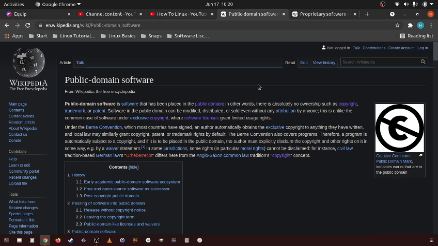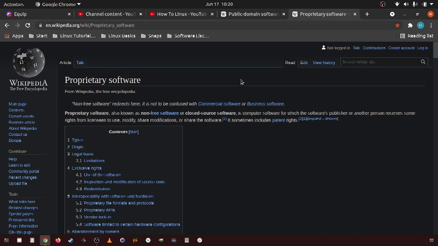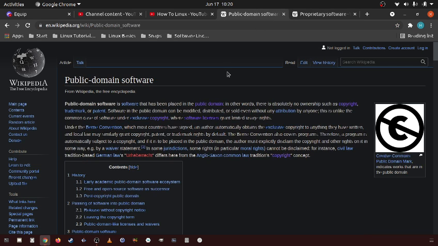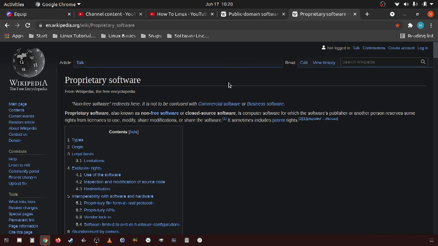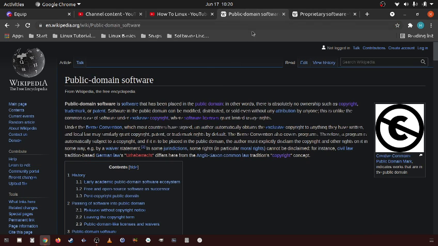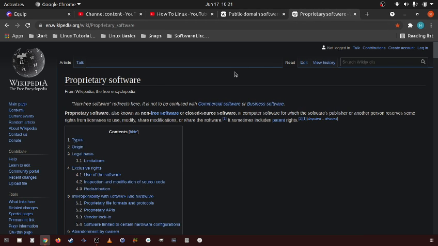So public domain software is free. It's freer than free. It's the freest of all software, but it doesn't have the protections that proprietary software has. Not all freedoms are good, and not all restrictions are bad, if that makes any sense. So public domain software is the freest of all software, and proprietary software is software that is owned by a person and released under some sort of license, right? Or it could be released under no license and nobody can use it. So that's it.